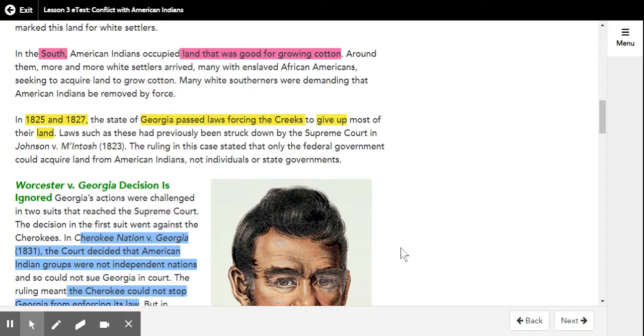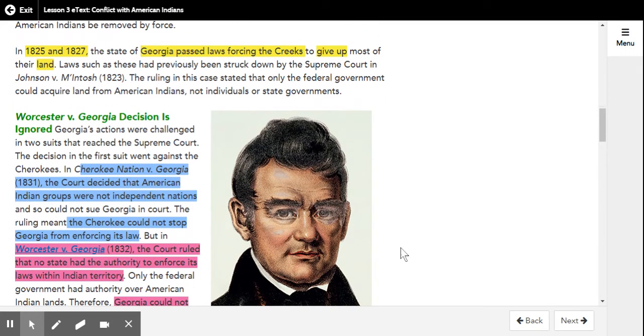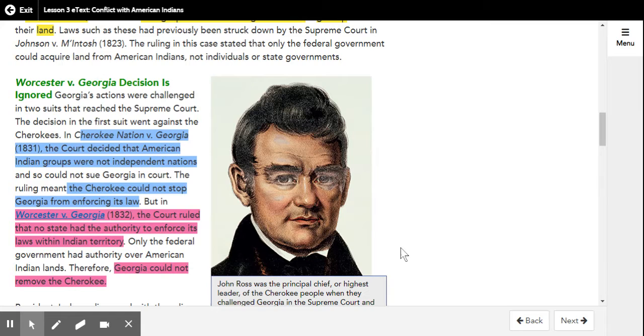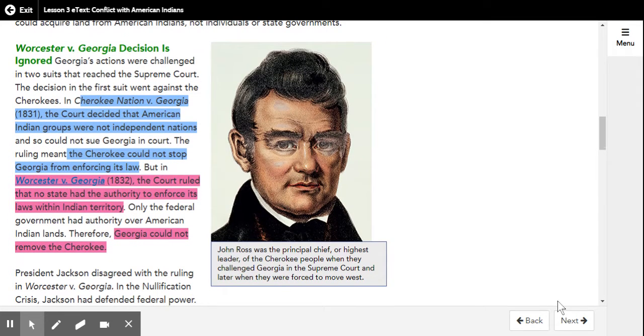In 1825 and 1827, the state of Georgia passed laws forcing the Creeks to give up most of their land. Laws such as these had been previously struck down by the Supreme Court in Johnson v. McIntosh, 1823. The ruling in this case stated that only the federal government could acquire land from American Indians, not individuals or state governments. Worcester v. Georgia decision is ignored. Georgia's actions were challenged in two suits that reached the Supreme Court.